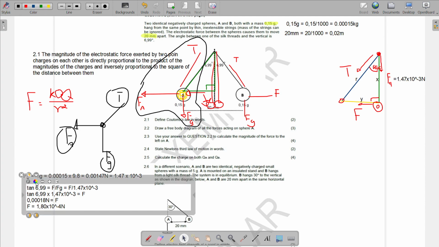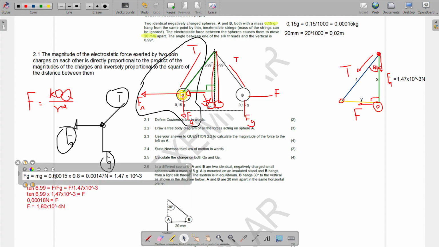So yeah, that's the answer for 2.3. There we are. Let me just highlight with red so that we can see what you are talking about. Hey Moses, I'm finished. Where's the color?